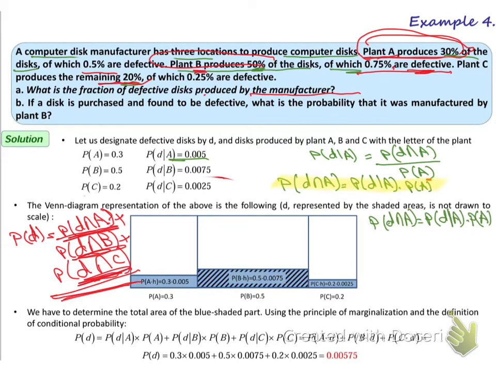So I need the probability of the intersection between D and A, defective and in A, defective and in B, and defective and in C. Each one of them. I will take the first one as an example. The probability of D intersect A equals the probability of D given A times the probability of A. So I just have to multiply them.